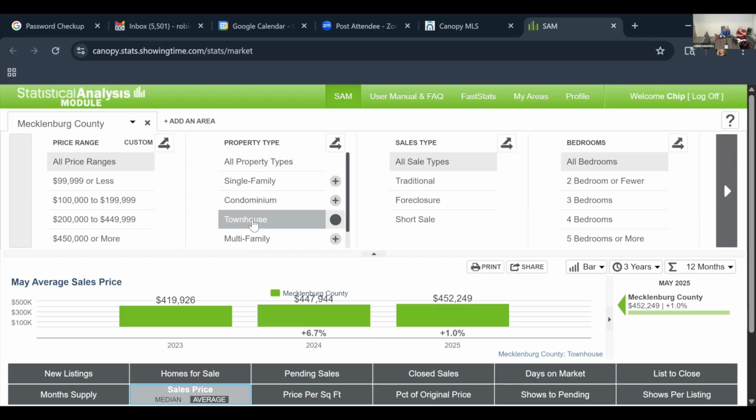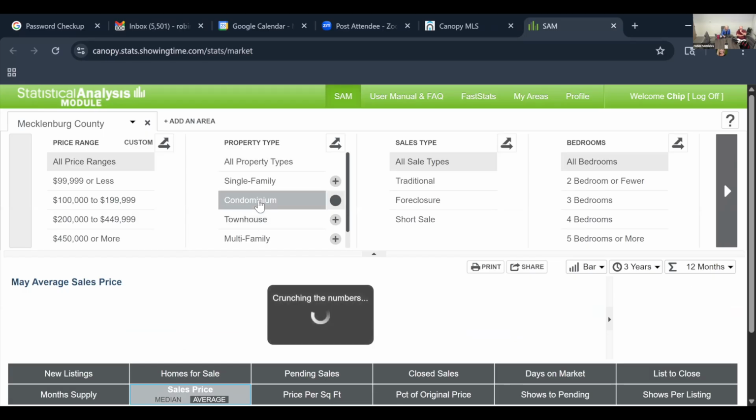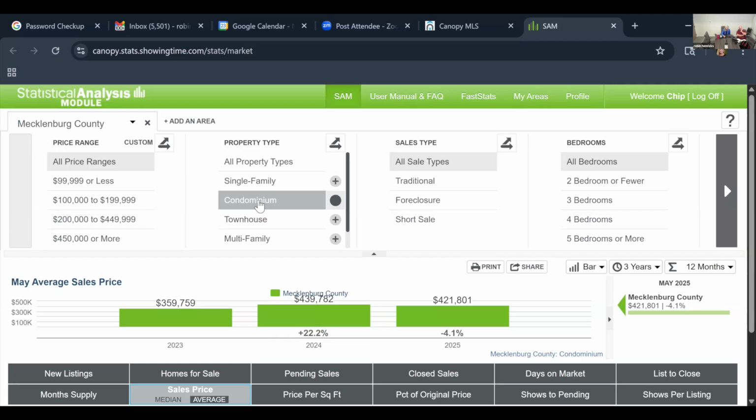A big slowdown. Better yet, let's go look at condos. This one was a little scary, actually. Uh-oh. Condos up significantly in '24. But what's happened in the last year? Yeah. Down 4%. And again, going back to, you can't have the same overall conversation with every type of seller. Correct. This is where, when you hear the phrase hyper local, we're moving into hyper local, because we're looking at condos in Mecklenburg County.